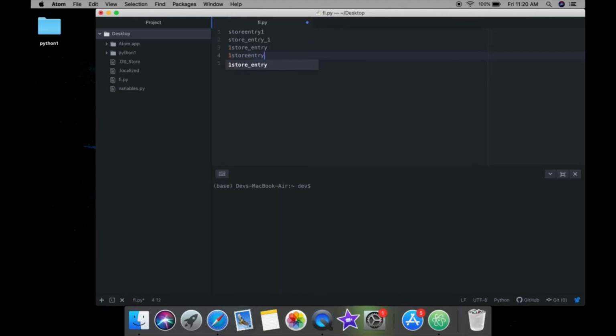The thing here is you cannot use numbers at the beginning of any variable name. You can use the underscore, like underscore store underscore entry underscore 1 2, whatever you want, but numbers cannot be used at the beginning of a variable name. So those are the rules, and these are basic rules. Again, you just need to know this, which is why this video is made.